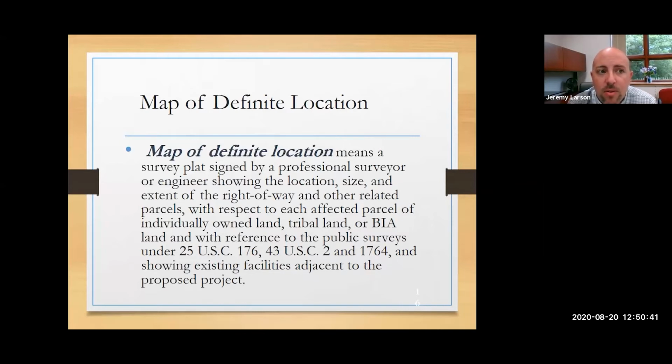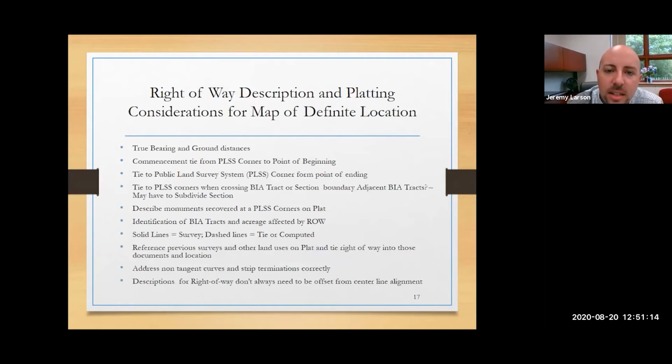So if your right-of-way is traversing, which I'll show on the next slide that's coming up, as it goes through the parcel, it could have buildings or structures. We'd also like to know if the next tract involved in the location is also a Bureau of Indian Affairs tract. So it should have that Bureau of Indian Affairs number located somewhere on the survey. This is just other things that correlate to the map of definite location.